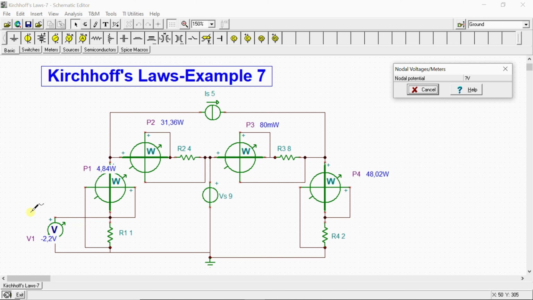We can see here this is the voltage V1, negative 2.2 volts, and these are wattmeters 1, 2, 3 in order to measure the dissipated power in each resistor. We can see here P1 is 4.84 watts, P2 is 31.36 watts, P3 is 80 milliwatts, and finally P4 is 48.02 watts. It is exactly the same value we have obtained by calculation.